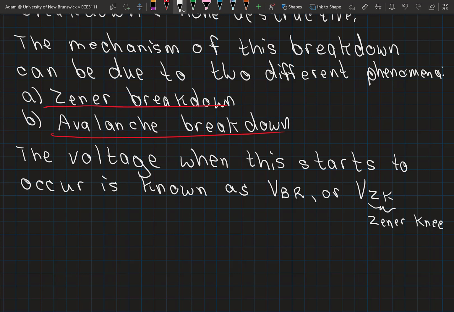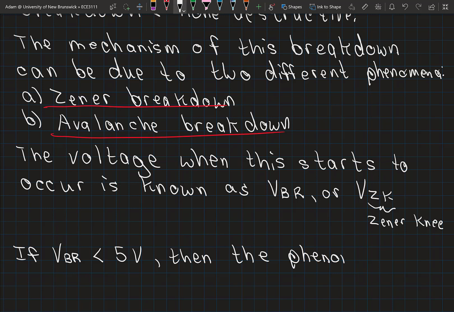Okay, but just because it may be labeled ZK does not mean that it's necessarily due to the Zener effect, and we're going to look at what the difference between the Zener breakdown and avalanche breakdown is in a second. Okay, so I said that the mechanism for breakdown is dependent on the voltage, and generally if the breakdown occurs below 5 volts, then the phenomenon is usually due to Zener breakdown.